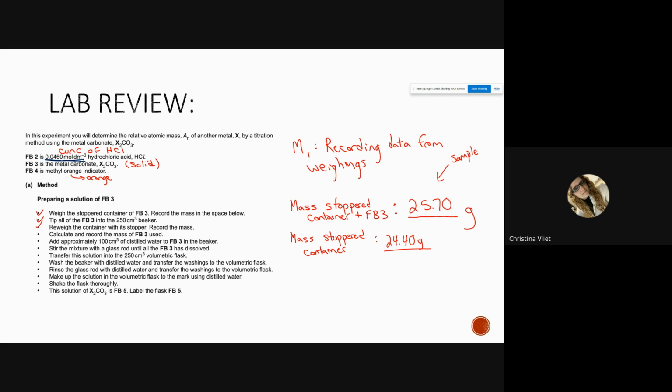And then it says calculate and record. So you see that word record means you need to write it down. That means there's a mark associated with this data gathering. Calculate and record the mass of FB3. How do you get that?